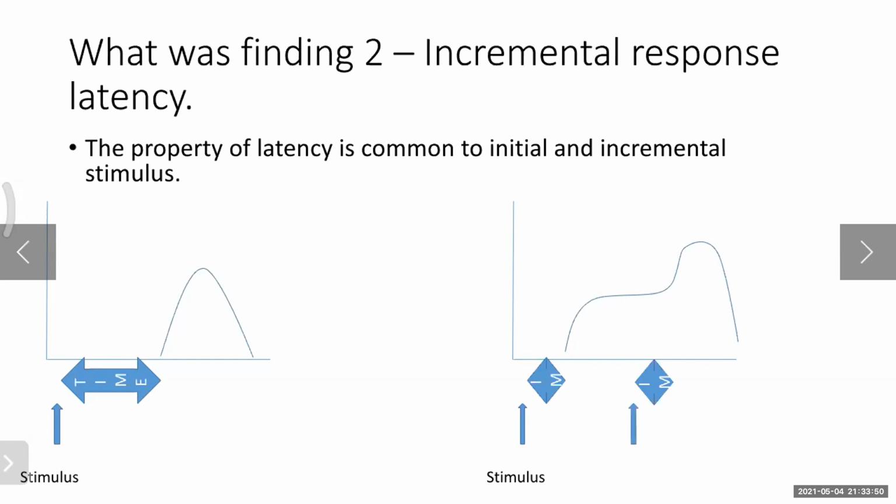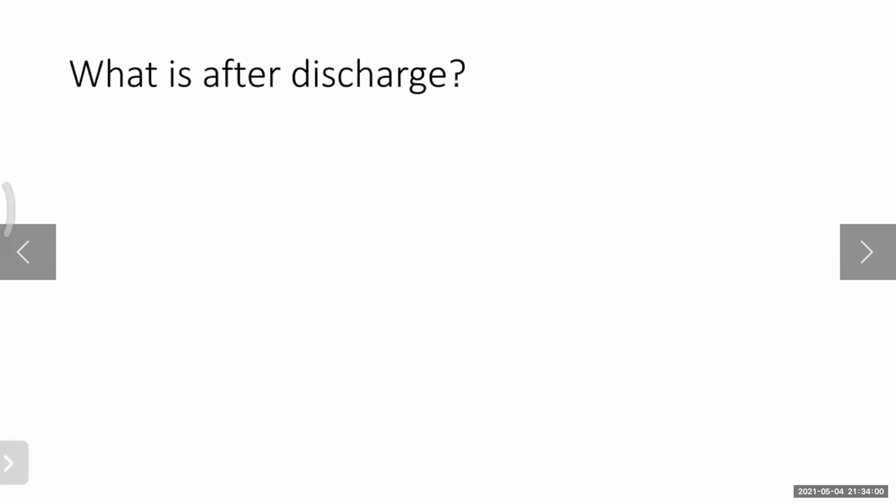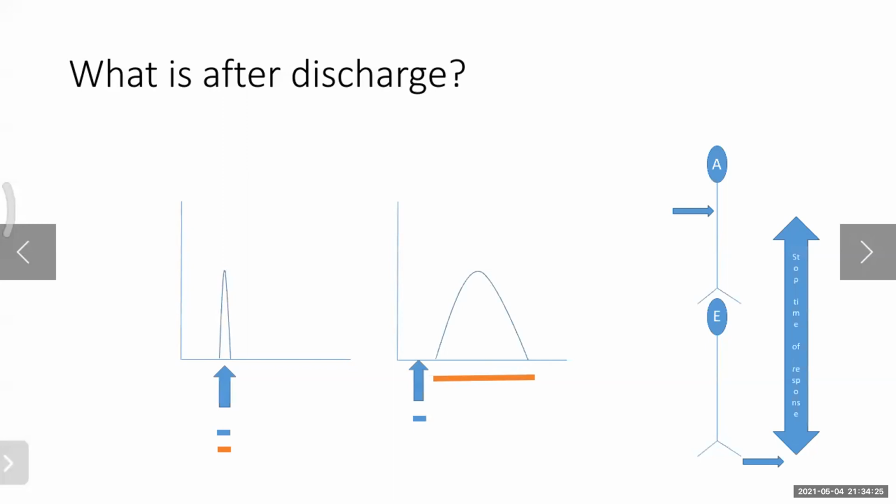So that we see also in our real life. The next is the property of after discharge, right? It is the opposite of latency. So can you tell me what is after discharge? Sir, even after the stimulus is removed, there is an amount of change seen in the response in terms of amplitude. Yeah, the response continues to come even after you stop the stimulus. That's your after discharge. Okay, right?